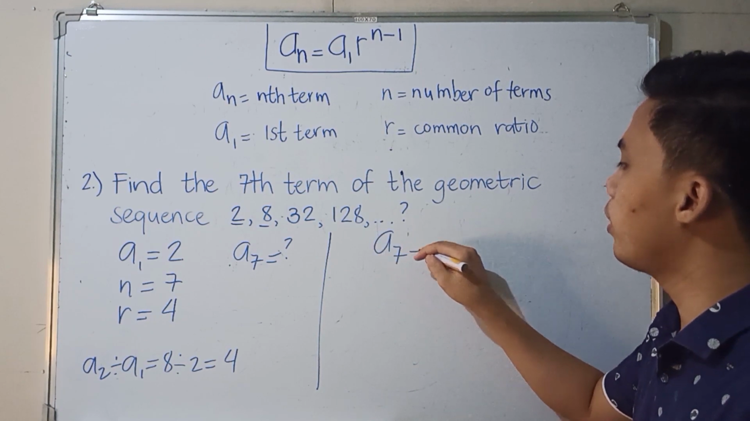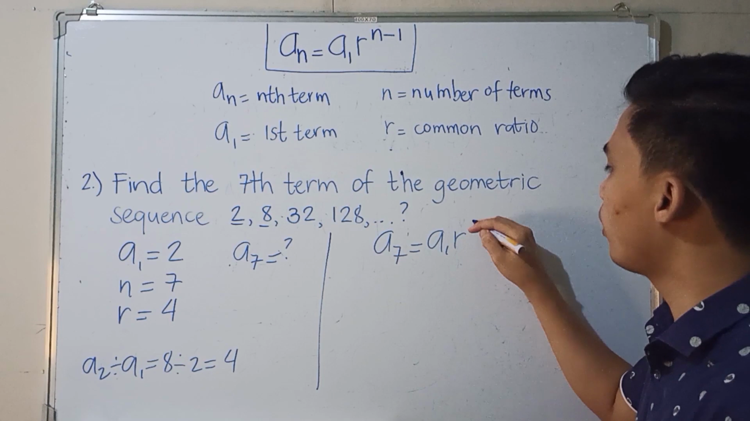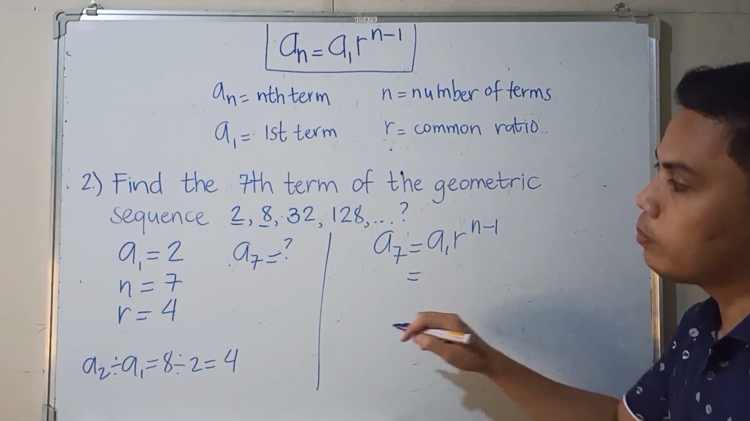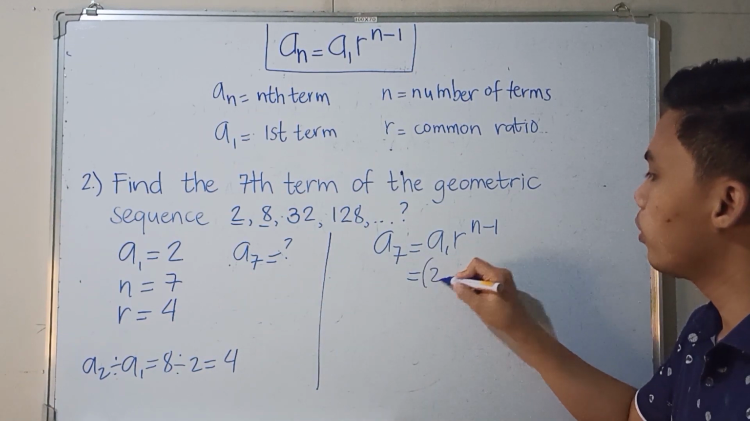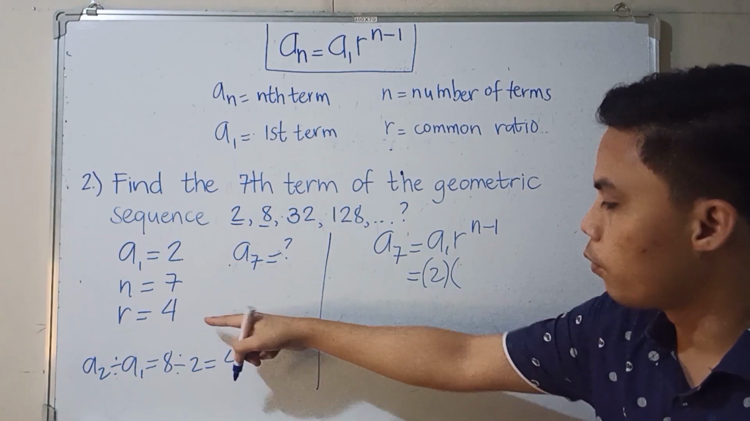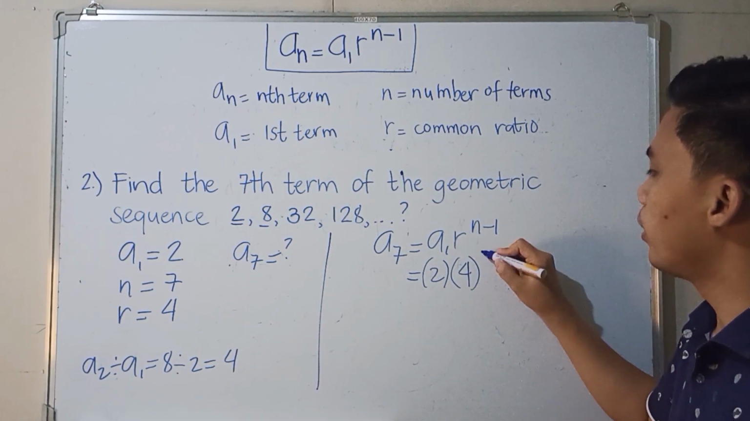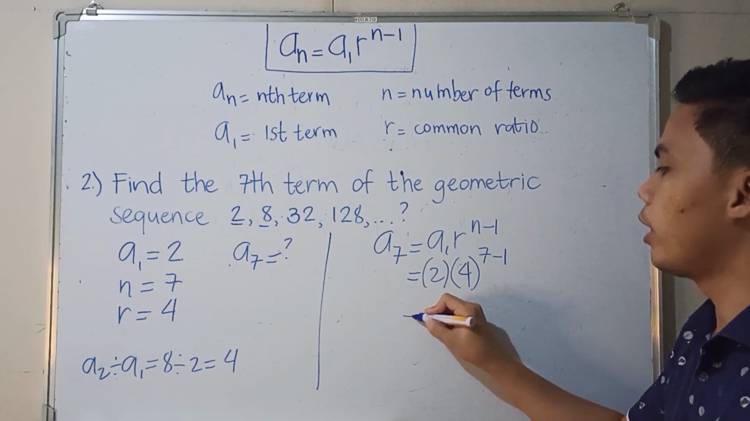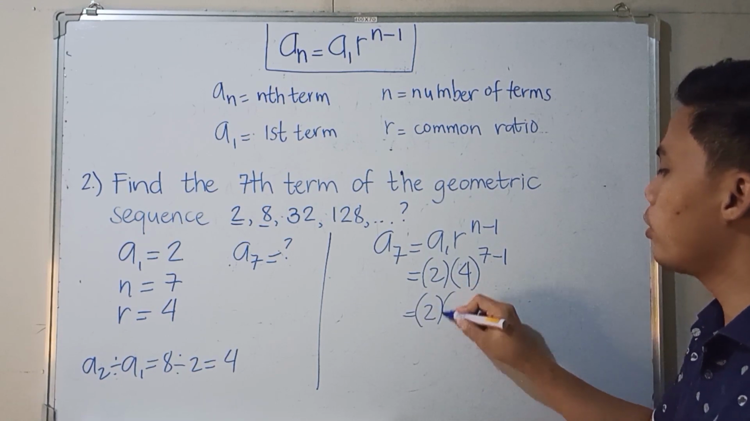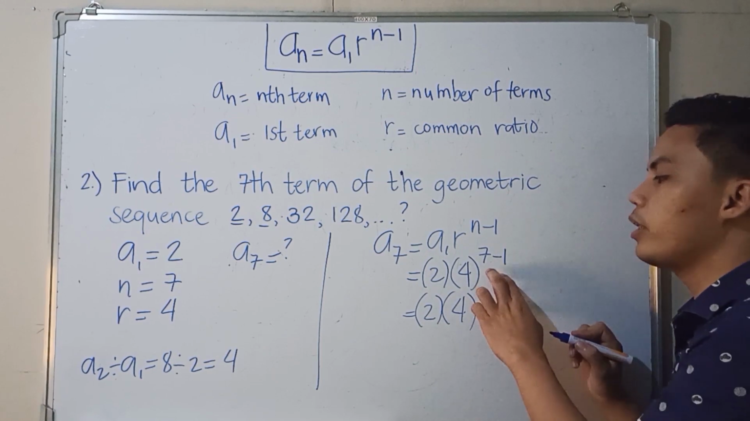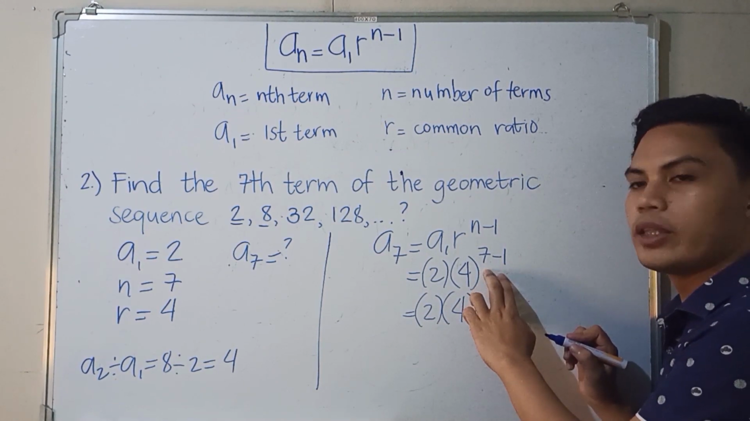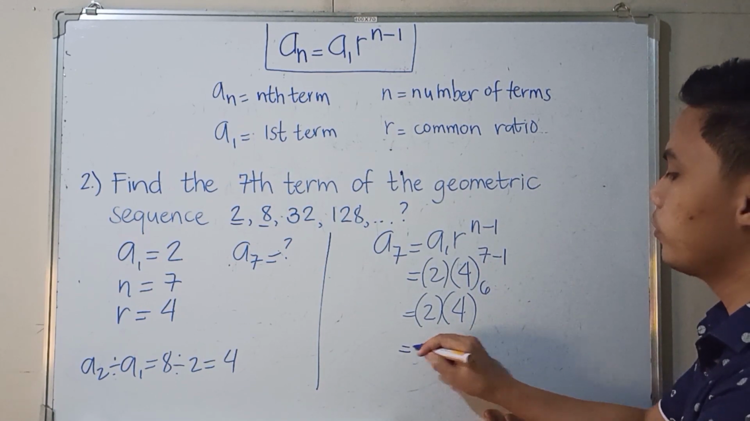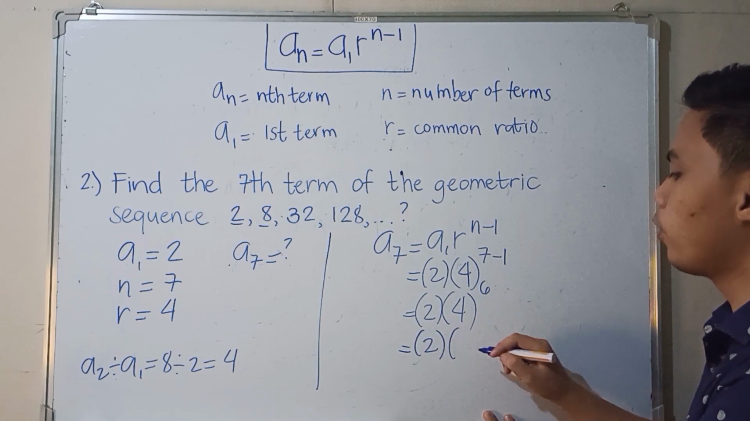So, a sub 7 is equal to a sub 1 times r raised to the power of n minus 1. Okay. So, ang a sub 1 natin is 2. Common ratio is 4. Then, n natin is 7 minus 1. Okay. So, we will have 2 times 4 raised to n minus 1. Again, ang unahin natin i-simplify is yung exponent natin. So, 7 minus 1, we will have 6. Okay. Then, we have 2 times 4 raised to 6.